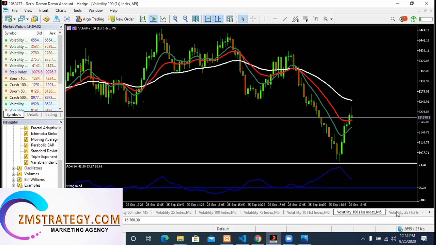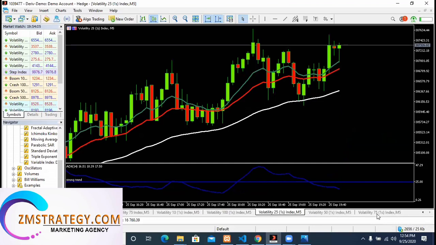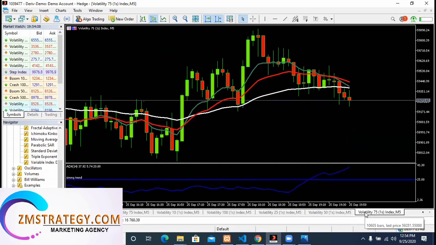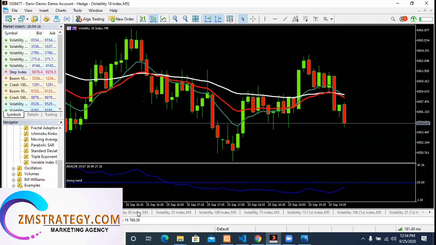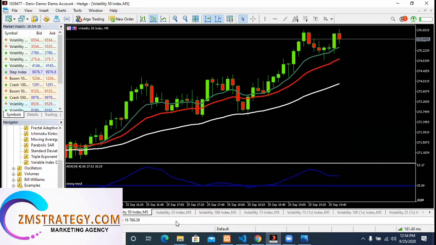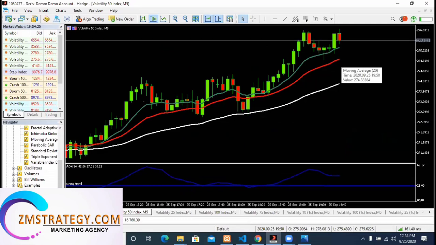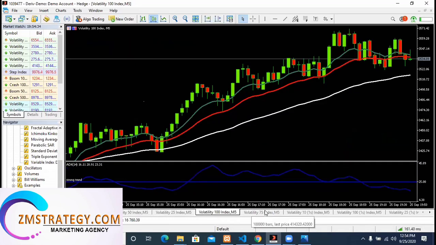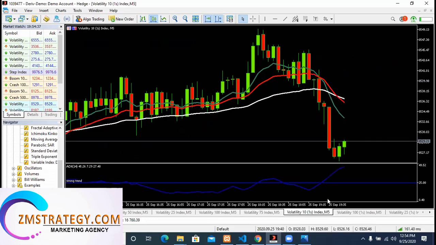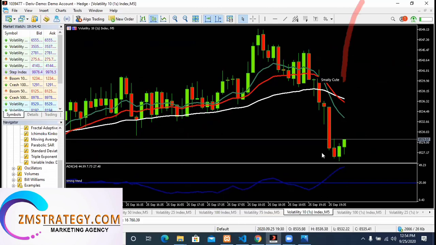Let's see if we see any market that is having a pullback. This is also a buy signal, and I don't know if it will get down again. Let's see other markets. Now this is Volatility Index 10 (1s). So let's see if the market will have a pullback.